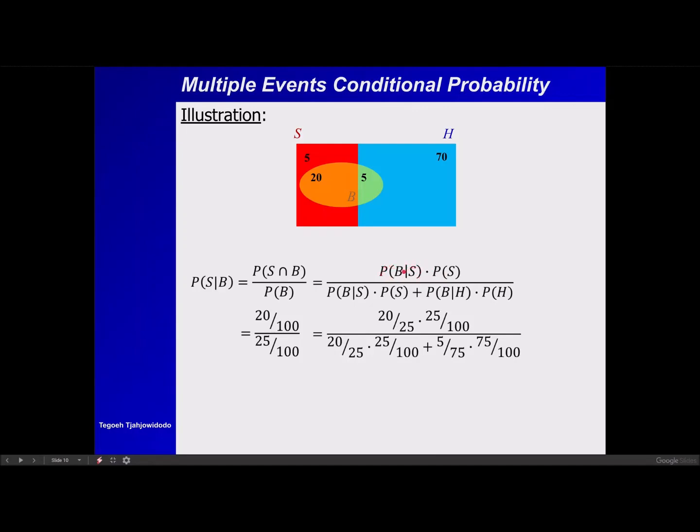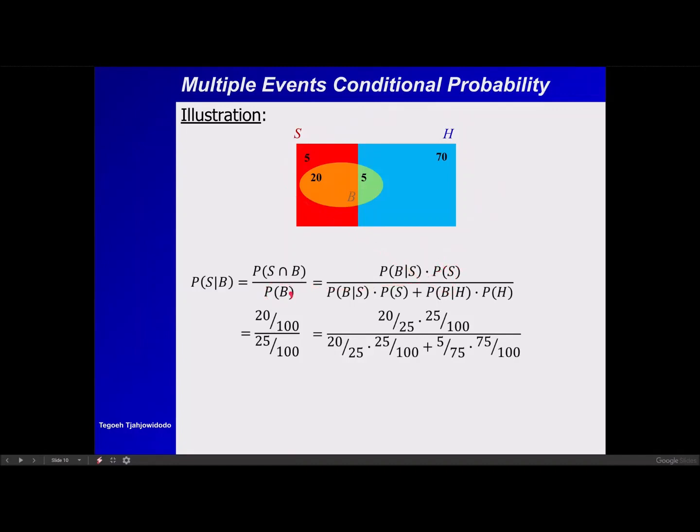Probability of B given S, right? Probability of B given S will be 20 out of all of the S's, 20 divided by 25, times probability of S. What is probability of S for all of this event here? Probability of S will be all of this S, which is 25, 20 plus 5, divided by all of the possible events, 100. So this will be 25 over 100.